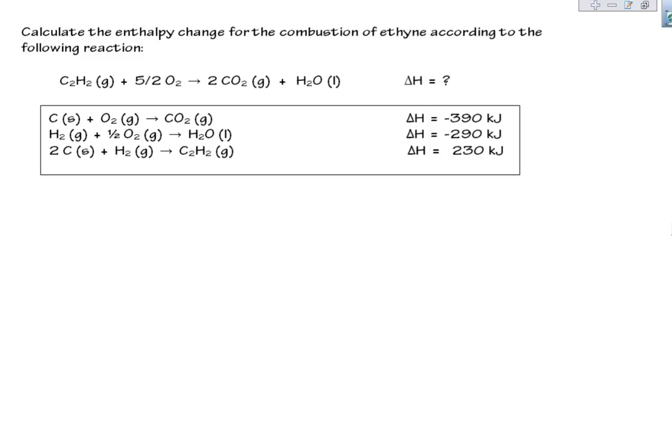Okay, so I want ethine on the reactant side. And I see that in the third elementary step, it's on the product side. I could work with that. What if we take step 3 and flip it?